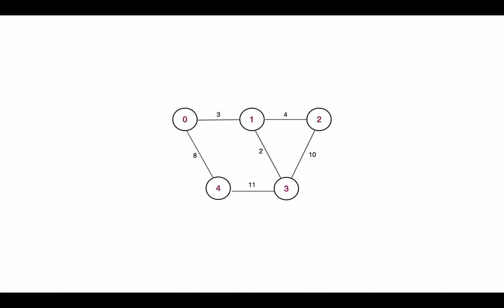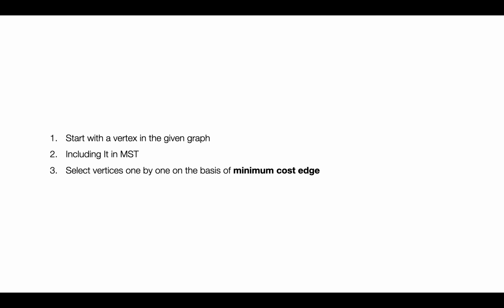So let's talk about Prim's algorithm. Prim's algorithm is all about starting from a vertex in the given graph, including it in the MST, and then expanding the tree by selecting more vertices one by one on the basis of the minimum cost edge that's not yet included in the tree. So yes, it's kind of a greedy approach where we expand the tree greedily.